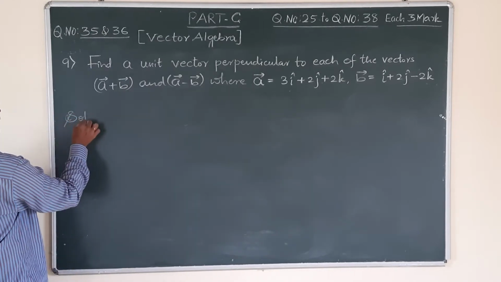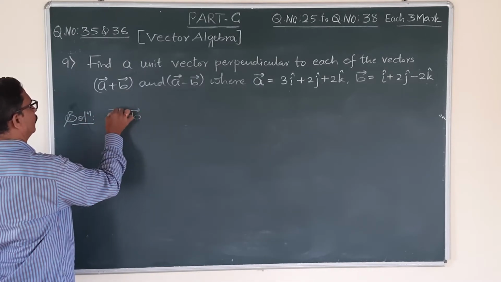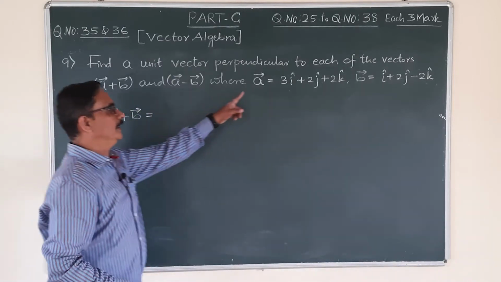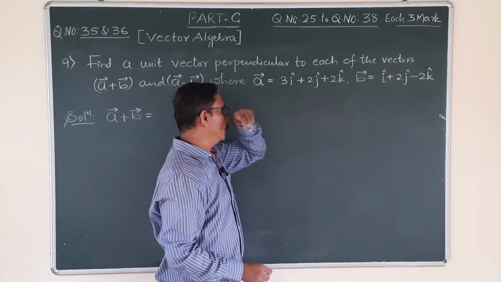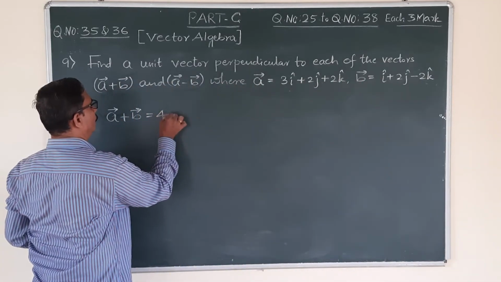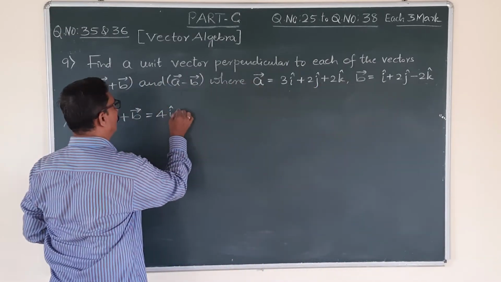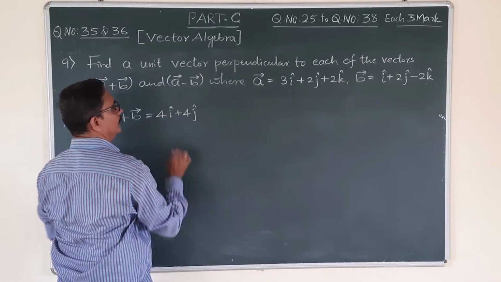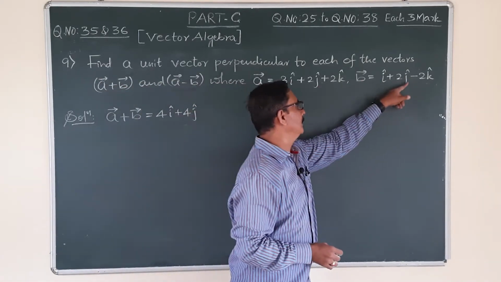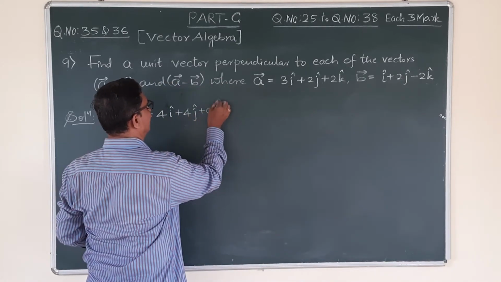Now what is the a plus b vector? Adding the corresponding elements of vector a and vector b: 3i plus 1i, how much? 4i. 2j plus 2j, 4j, correct? Then 2k minus 2k, plus into minus, minus 2k minus 2k vanishes, that is 0k, no k term.